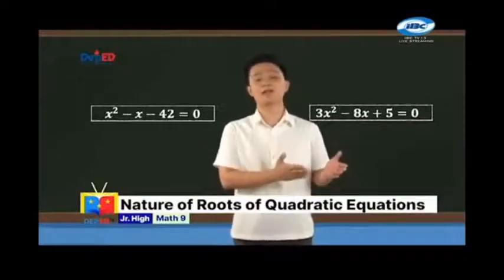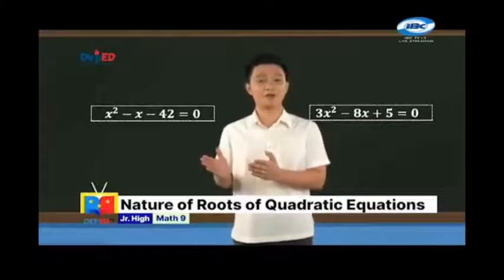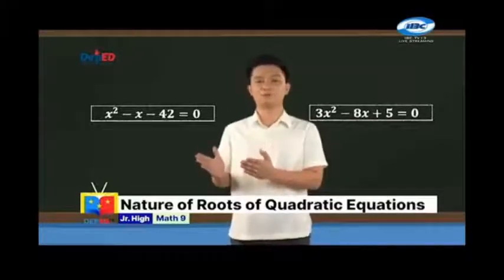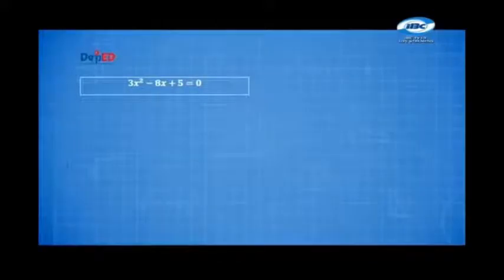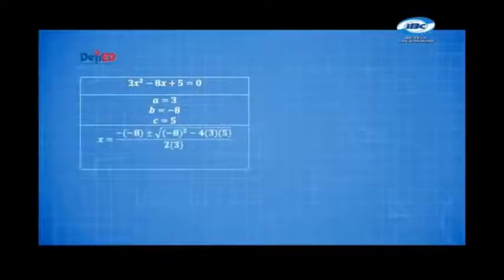3x squared minus 8x plus 5 equals 0 and x squared minus x minus 42 equals 0. We solve the equation 3x squared minus 8x plus 5 equals 0 first. The values of the coefficients are as follows. A is 3, b is negative 8, c is 5. X equals negative of negative 8 plus minus the square root of the quantity negative 8 squared decreased by the product of 4, 3, and 5 all over 2 times 3.